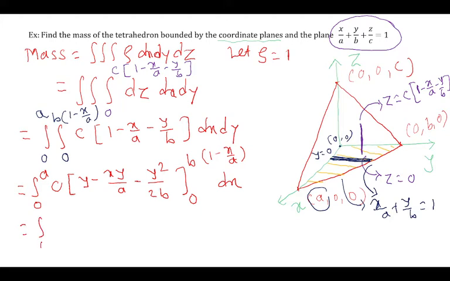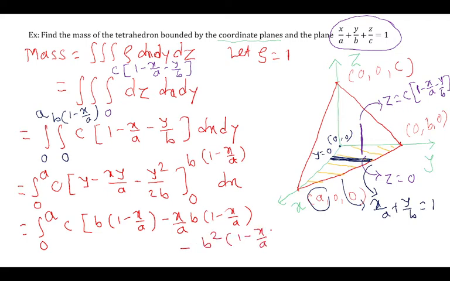So this is 0 to a. It is just lengthy calculation. So this c as it is. We're going to replace y by this one, b into 1 minus x upon a. So that is a replacement, minus x upon a into b into 1 minus x upon a, minus b square into 1 minus x upon a bracket square upon 2b, dx.